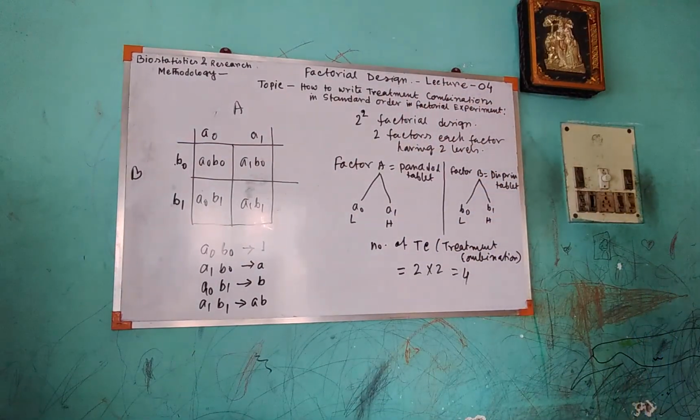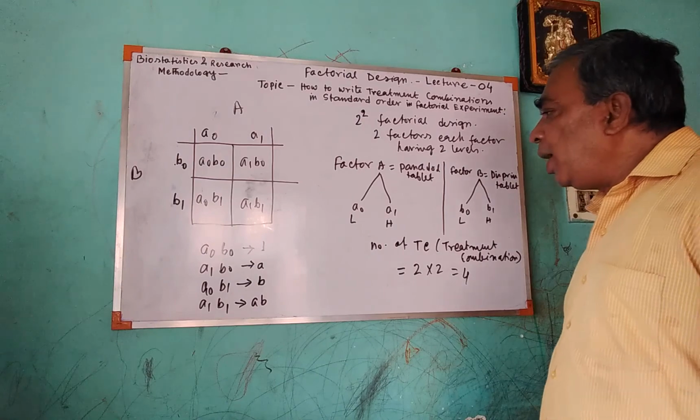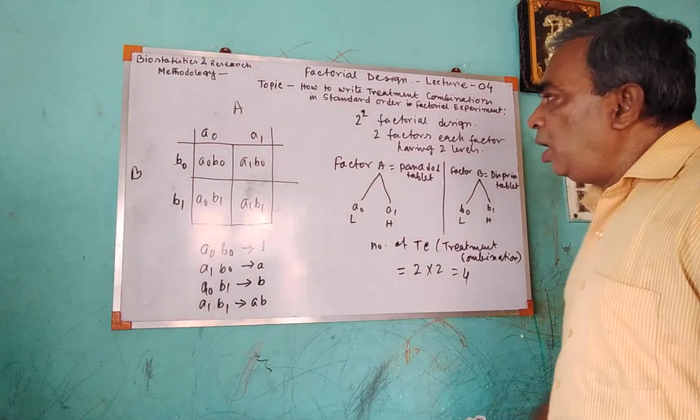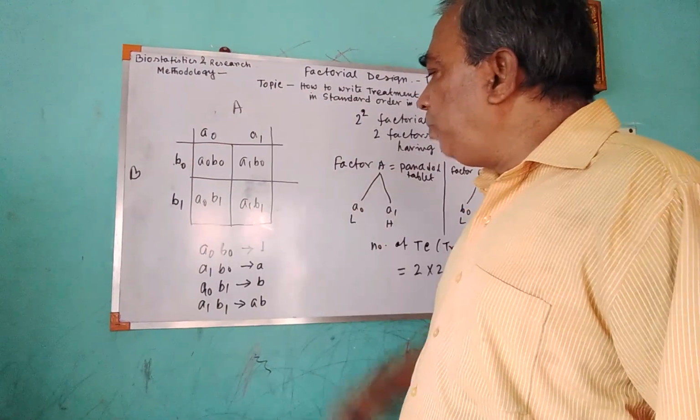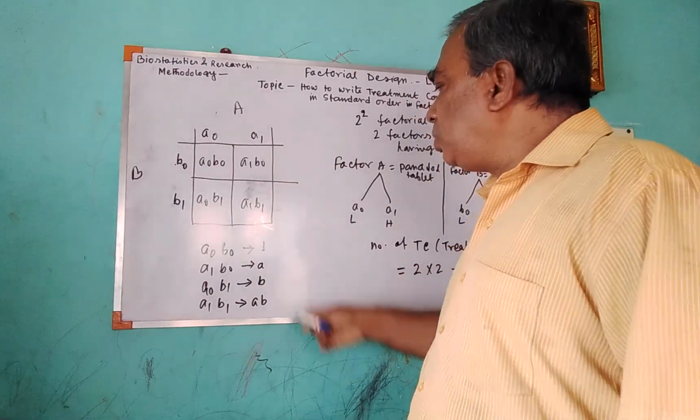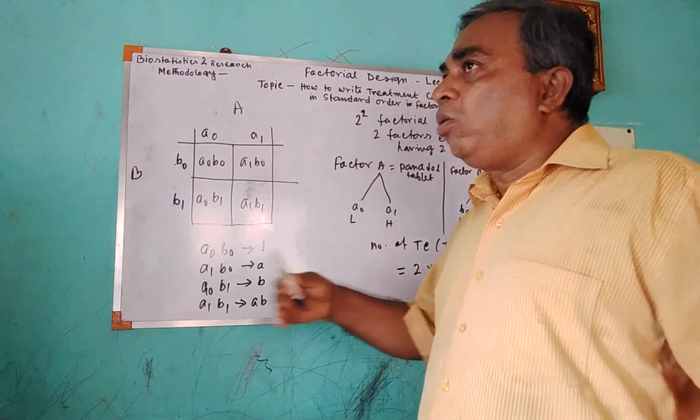So for a 2 square factorial design, we have 4 treatment combinations. How to write the 4 treatment combinations this way? This can be written as 1, that is both at lower level.